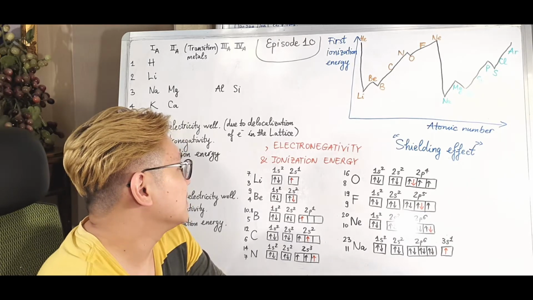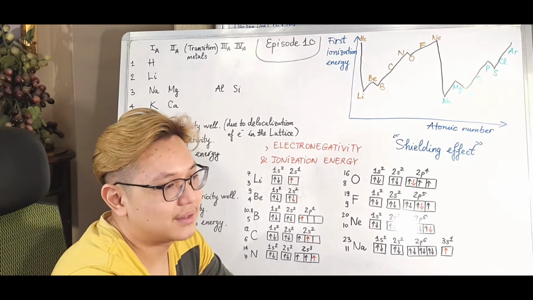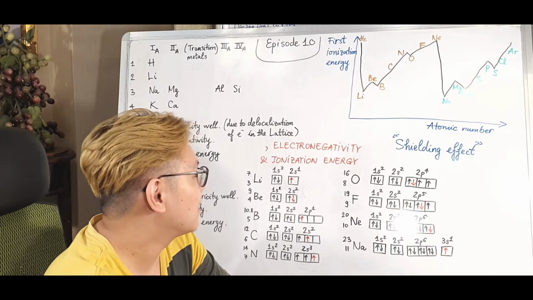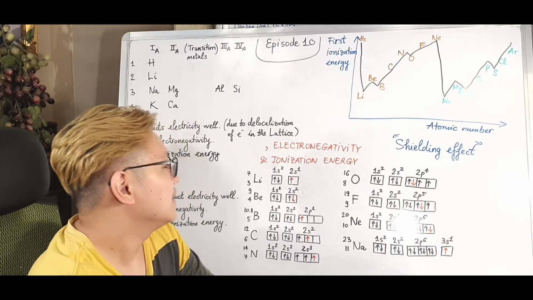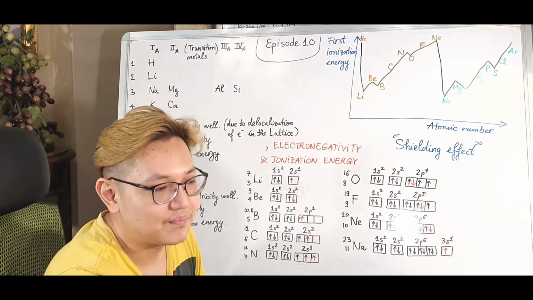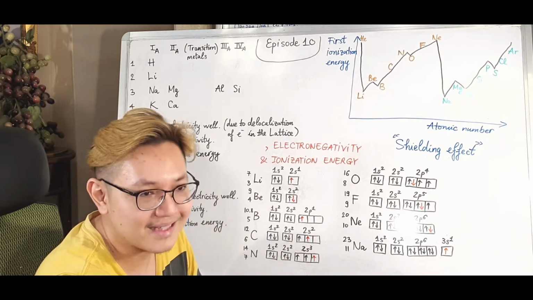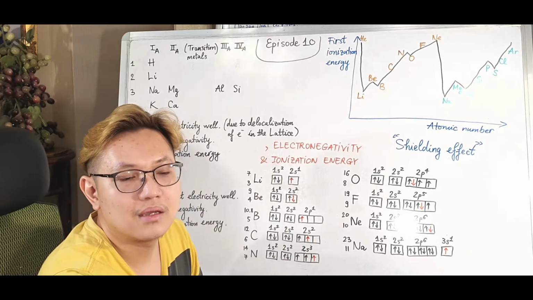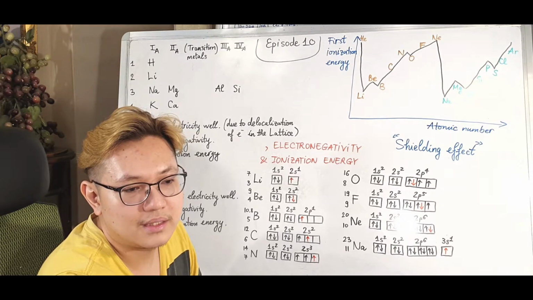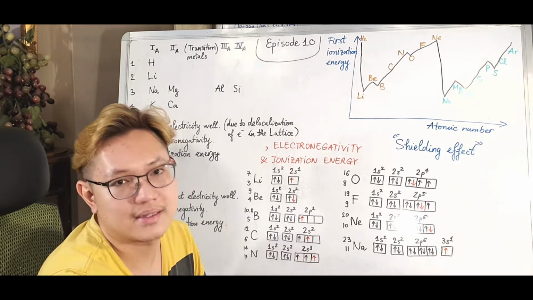And the next one is ionization energy. So by definition, what is ionization energy? It's the energy required to remove the last electron from the atom.